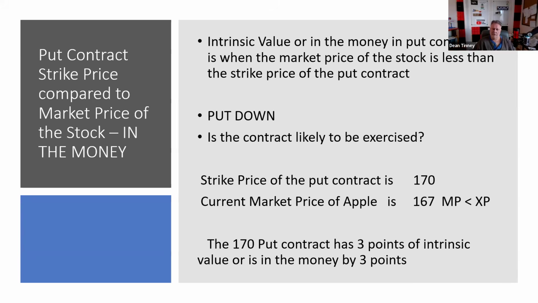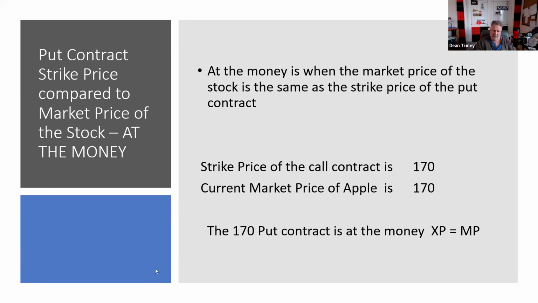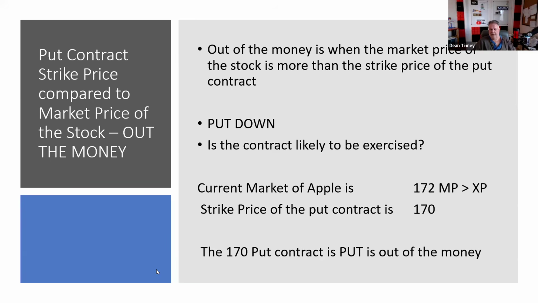We said you could also use a framing question: is it likely to be exercised? Is it likely somebody wants to sell Apple at 170 when Apple's at 167? The answer is yes. Wherever we answer yes to that framing question, that means the contract has intrinsic value. And again, we're not asking about making money or losing money. We're just asking about the relationship of the market price to the strike price. That's the at the money relationship. Here, this is out of the money.